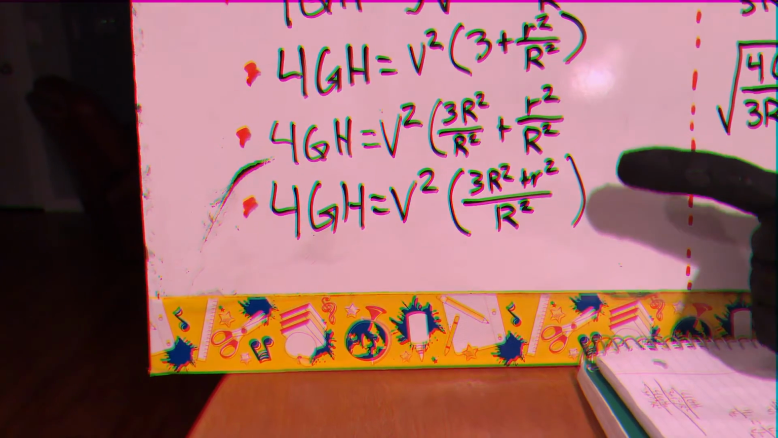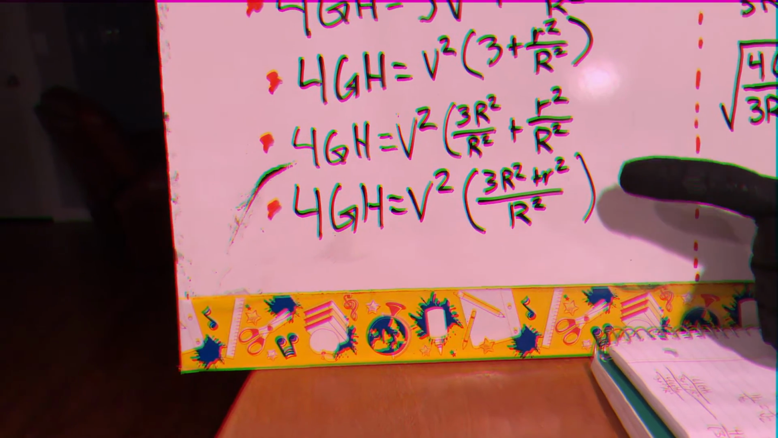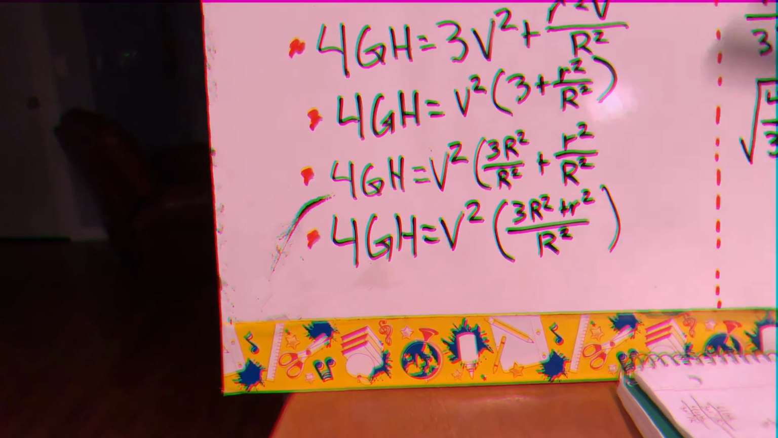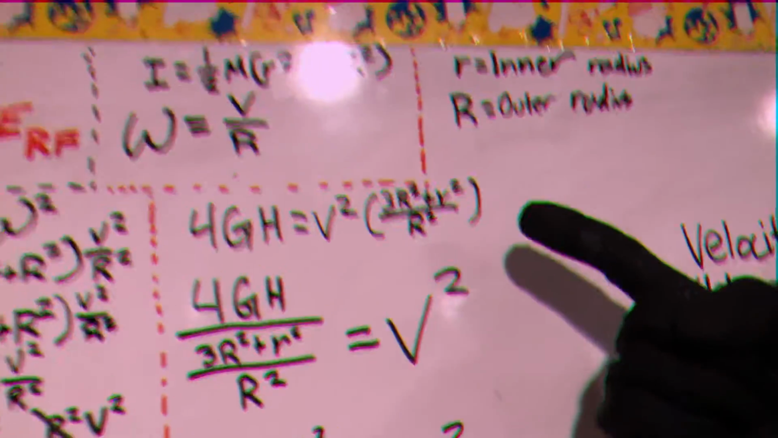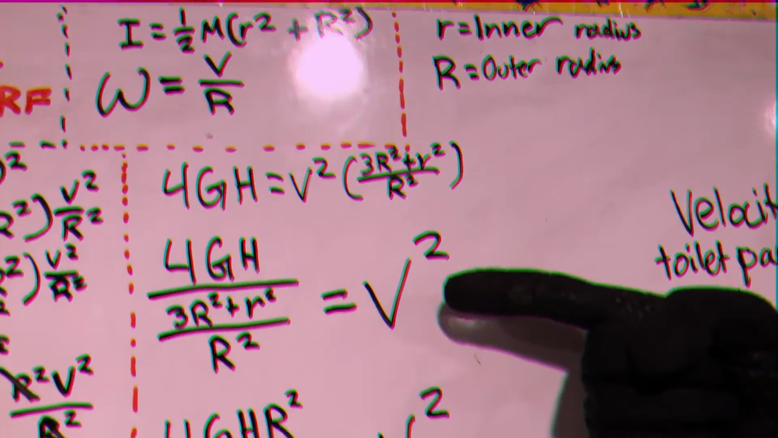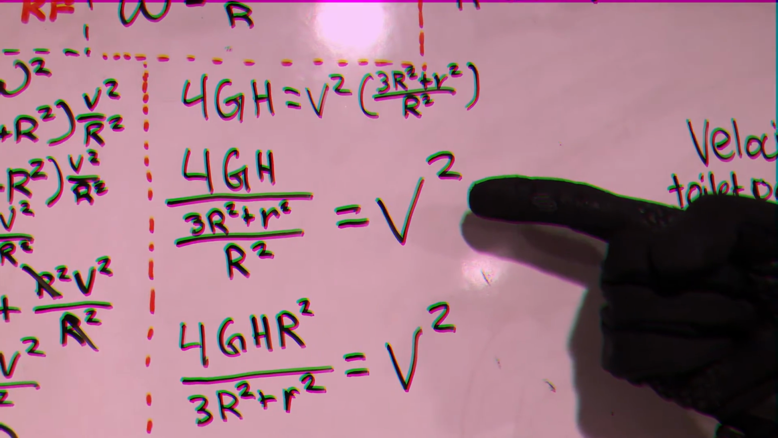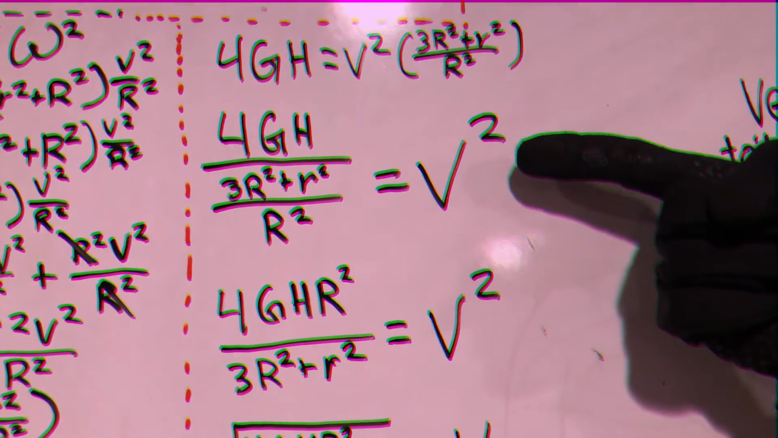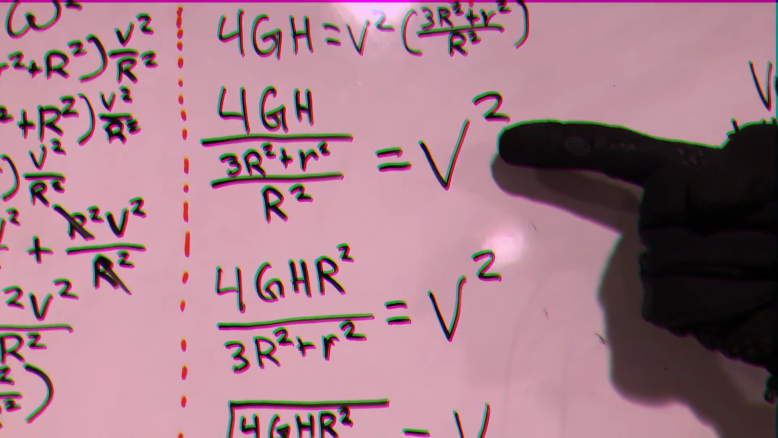we eventually get down to 4 times gravity times the height is equal to velocity squared times 3R squared plus little r squared over big R squared. This can be simplified further down into 4 gravity times the height divided by 3 big R squared plus little r squared all over big R squared.